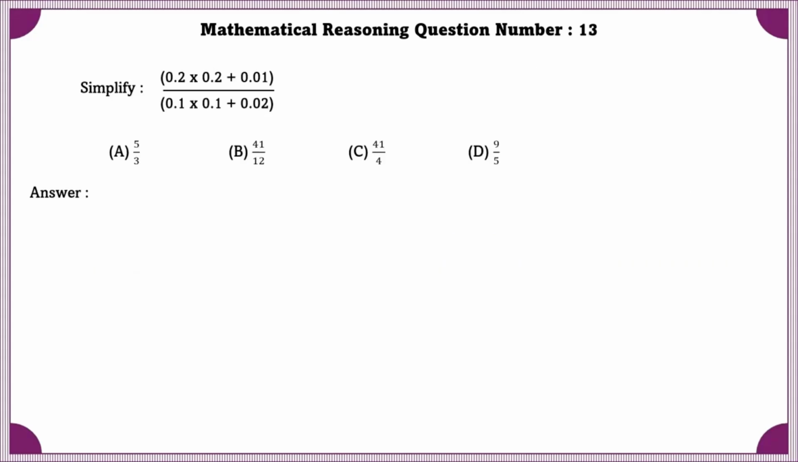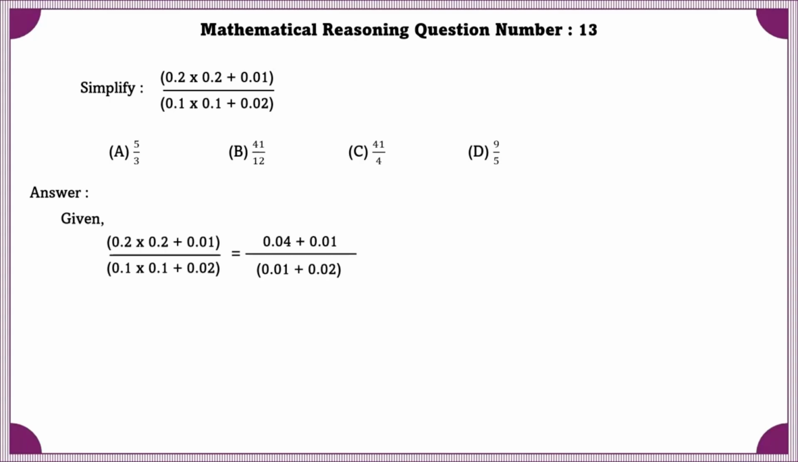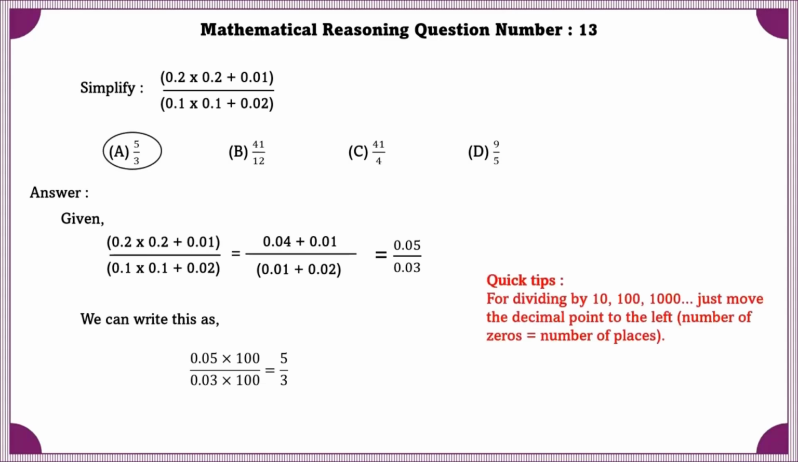Mathematical reasoning question number 13. Simplify. This is pretty easy. You just have to simplify the numerator and denominator. If we do that, we'll get 0.05 by 0.03, which can be written as 5 by 3.